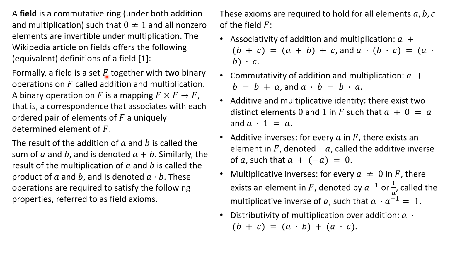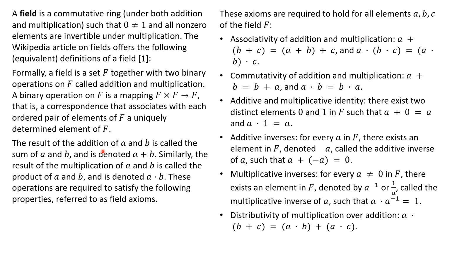Formally, a field is a set F together with two binary operations called addition and multiplication. A binary operation on F is a mapping from the Cartesian product of F with itself to F. That is, a correspondence that associates with each ordered pair of elements of F, in other words, each pair from this set here, a uniquely determined element of F.